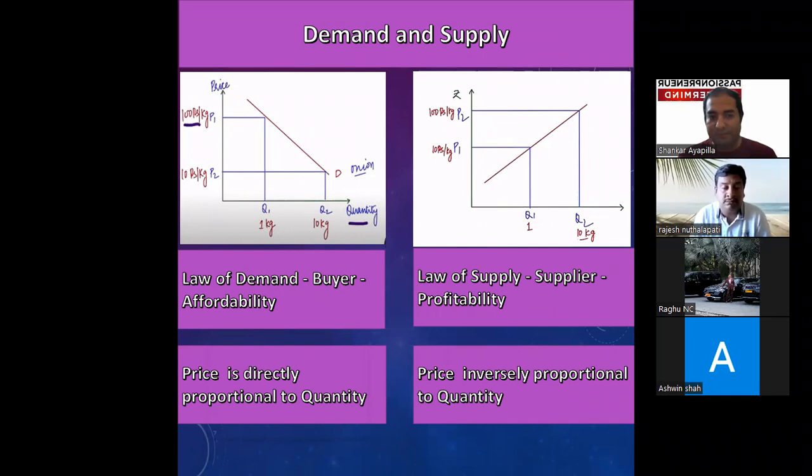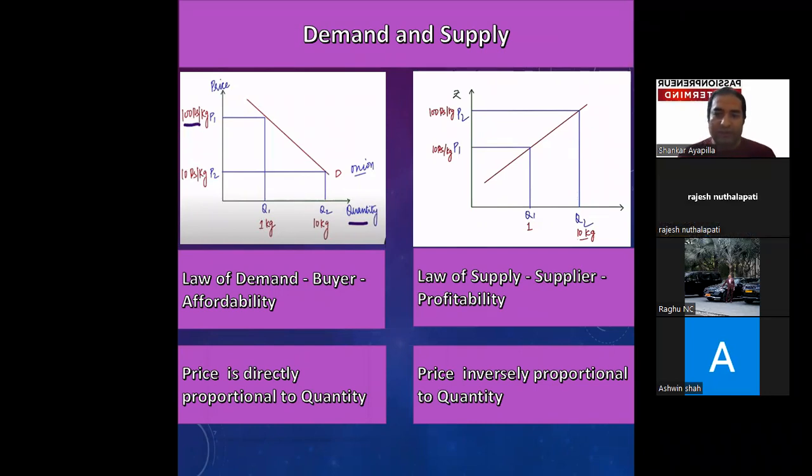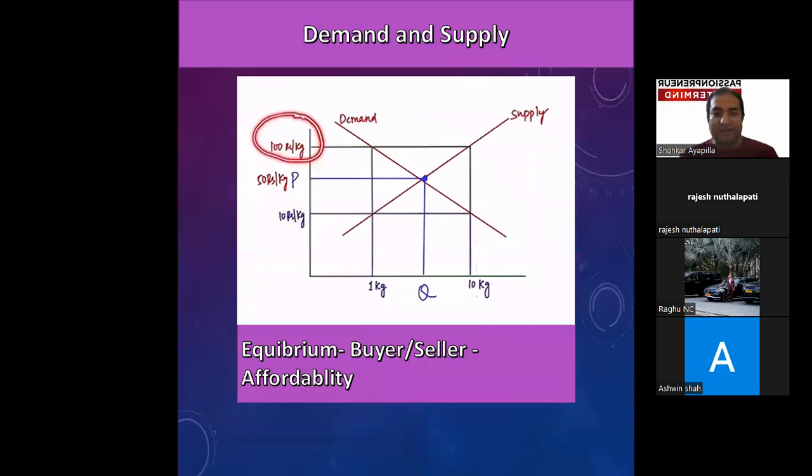So that's why a demand curve always goes downward, and a supply curve always goes upward. As the price increases, the supply quantity increases, and as the price decreases, the supply quantity decreases. Now you might be thinking, why am I teaching all this, right? The reason is, where these two match, that is where we get affordability. So for example, say there is a demand at 100 rupees per kilo, right, but our need is only 1 kilo.